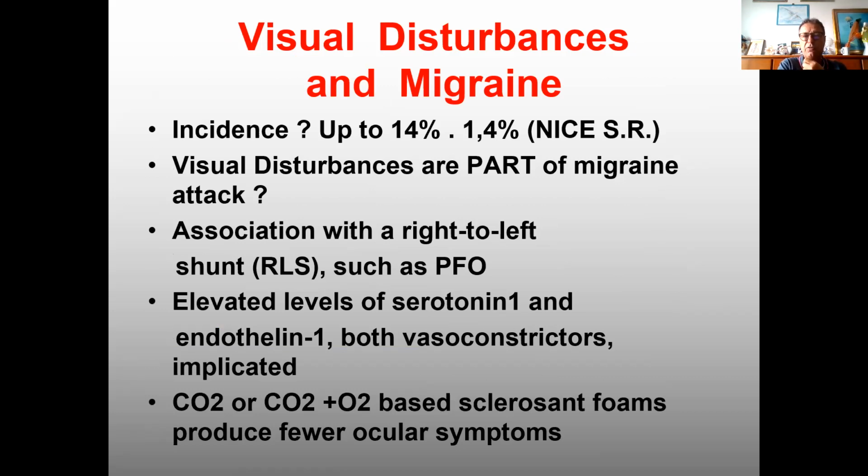So visual disturbances and migraine could be considered cerebral events, though we know that visual disturbances are part of a migraine attack. And there may be an association again with the right to left shunts, such as the PFO. A few authors, such as Frullini and others, have shown an increased level of endothelin in these cases. With CO2 or CO2 plus O2 based sclerosant foam, Nick Morrison reported fewer visual disturbances when performing sclerotherapy with the sclerosant foams.